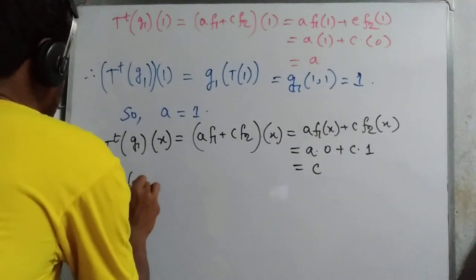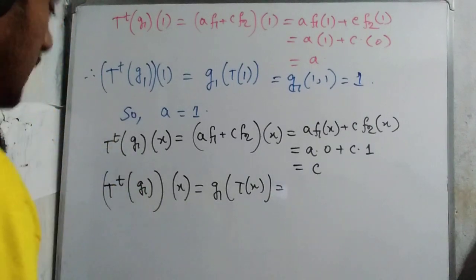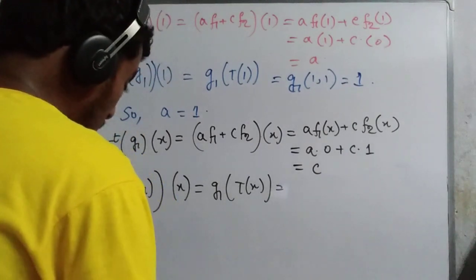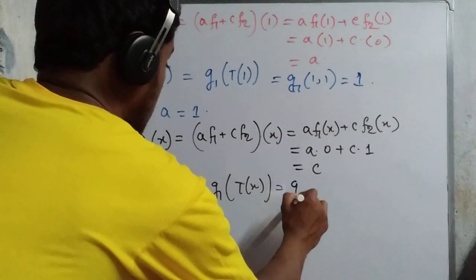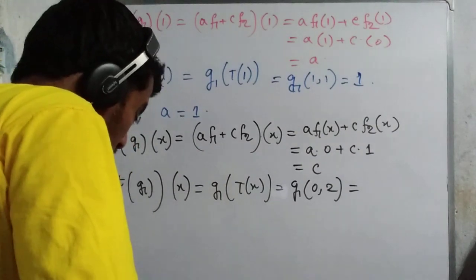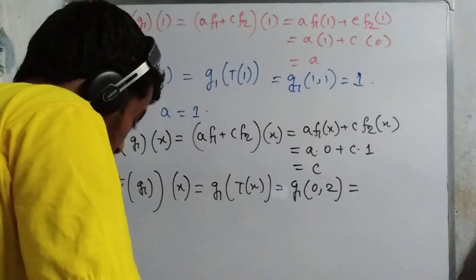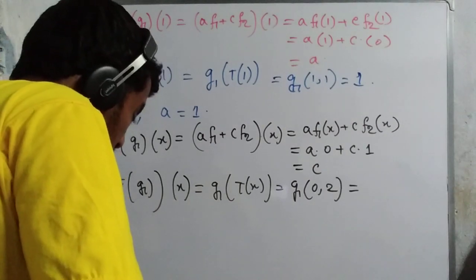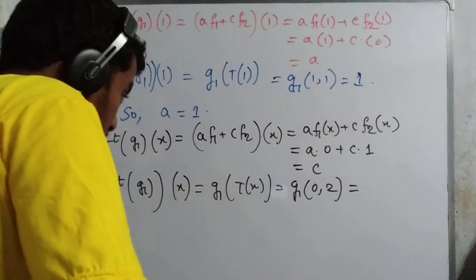That means T transpose g1 at x equals g1 of T(x), okay. We know T(1) equal to (1, 1) and T(x) equal to (0, 2). That means g1 of (0, 2), okay. Then g1 of (0, 2) equal to what? With respect to 1, g1, and g2 with respect to x.